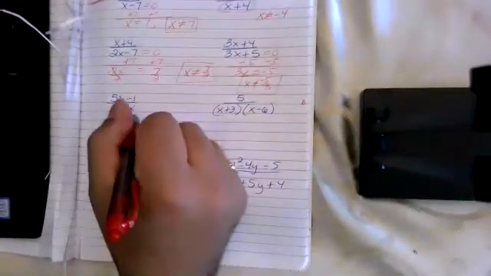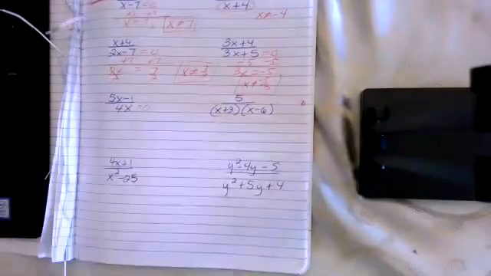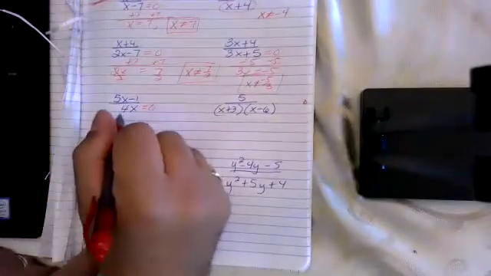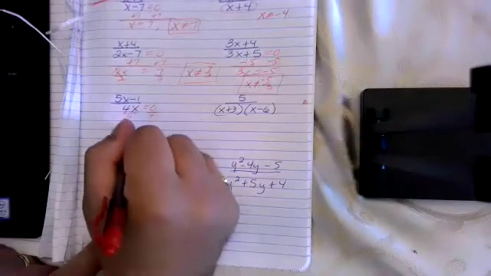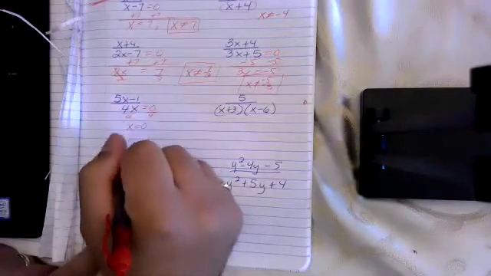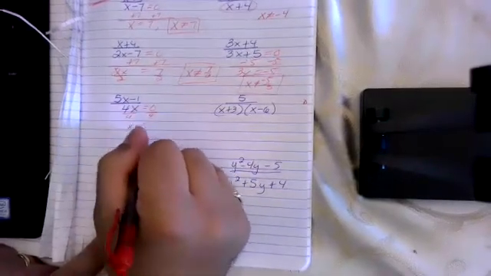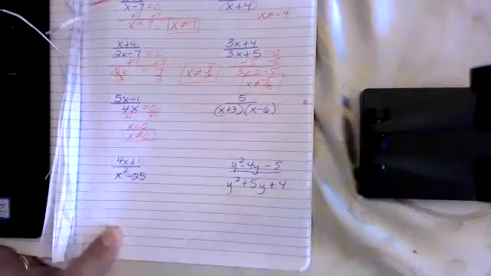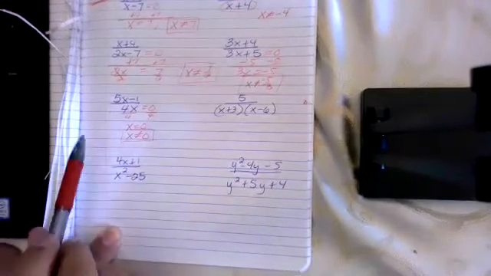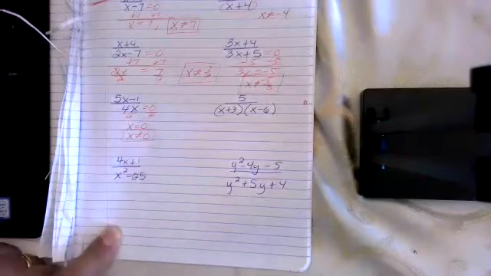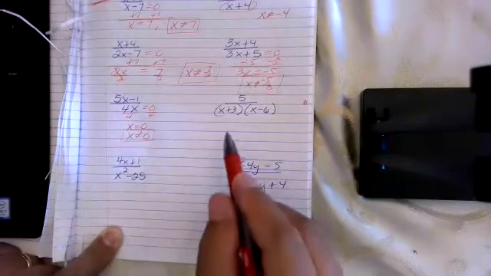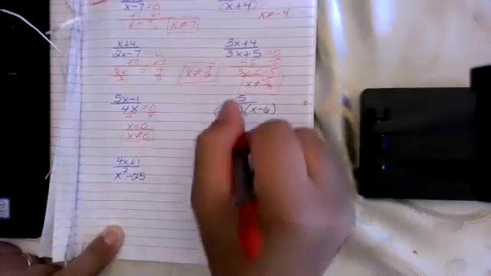So if we continue on here, 4x is equal to 0. Divide both sides by 4. So x is equal to 0. Therefore, x cannot be equal to 0 because it will create a 0 in my denominator, which makes sense. 4 times 0 is 0. It checks.